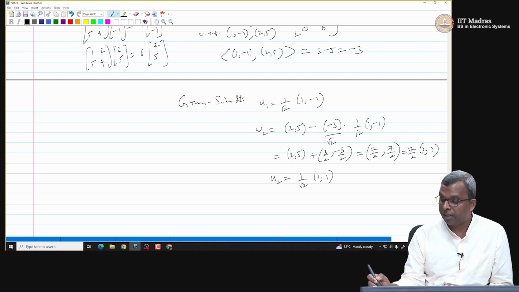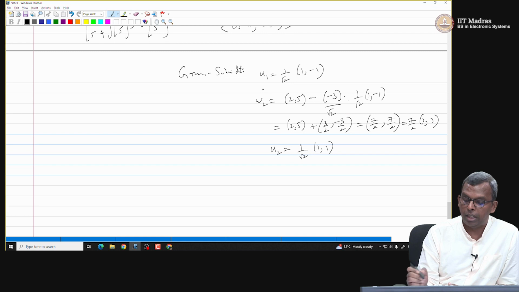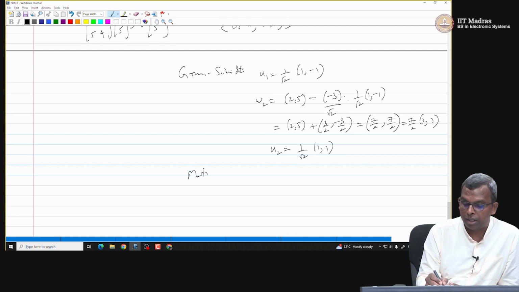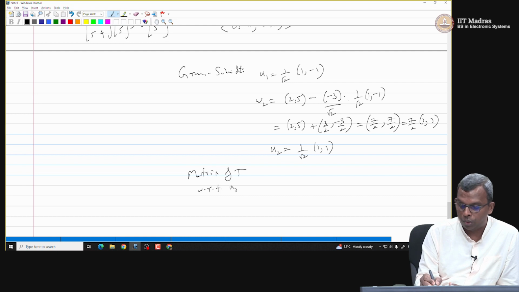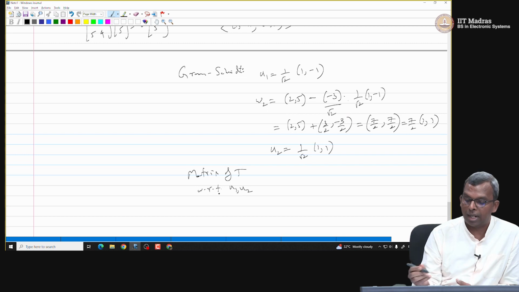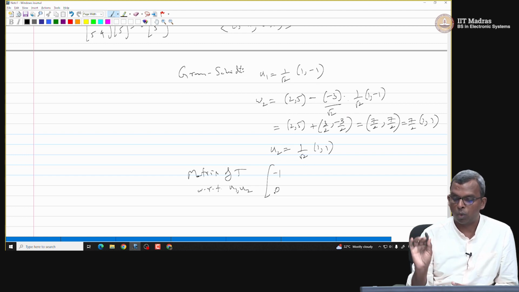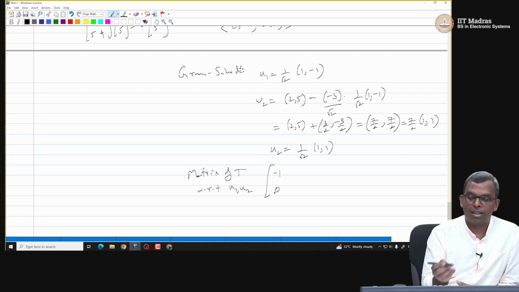Now, if you find the matrix of T with respect to u1 u2, what will it be? You have to find what happens when u1 goes into this. So, that is very easy to find, right. When u1 goes through the matrix, u1 is an eigenvector, with eigenvalue minus 1. So, it will be minus 1, 0, that is very easy. Okay. Now, when u2 goes through it, something else will happen.